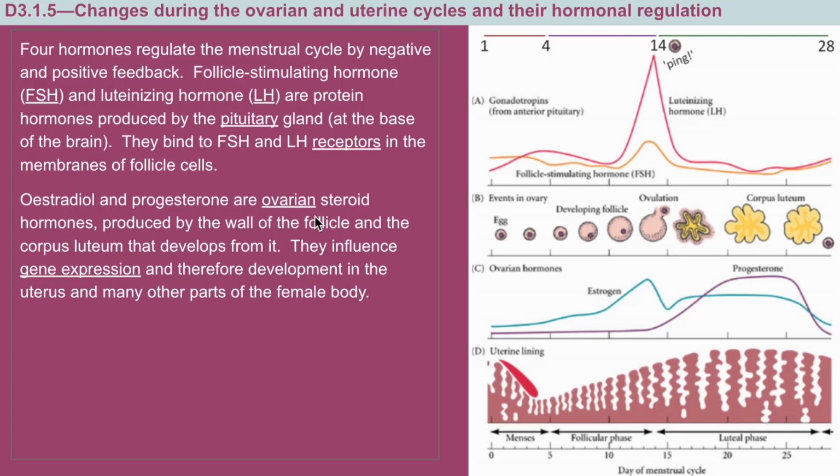These are both our ovarian steroid hormones. They're produced by the wall of the follicle and then the corpus luteum that develops from it. They're going to influence gene expression and therefore development in the uterus and many other parts of the female body. So let's look at these 4 hormones in a little bit more detail.